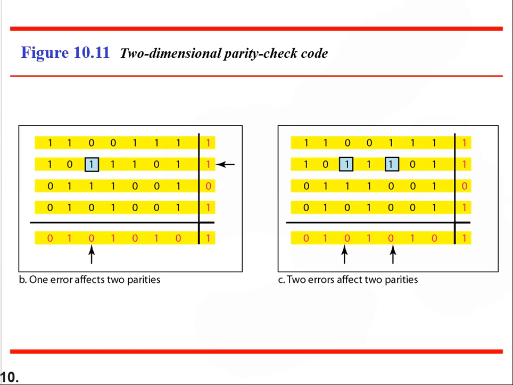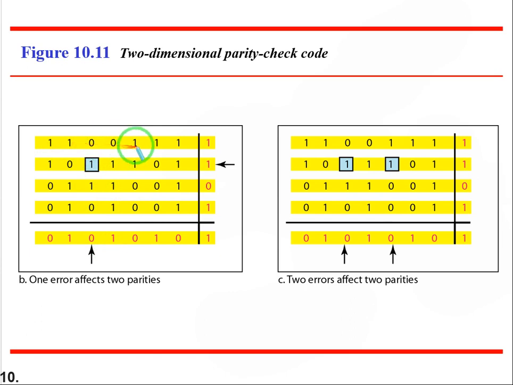Coming to this one, let's see what happens once we have a 1-bit error. Now this is our sender side, and we have a 1-bit error at the receiver end. The receiver receives this kind of code. Let's see, this bit is going to be corrupted. It will flip to 1.